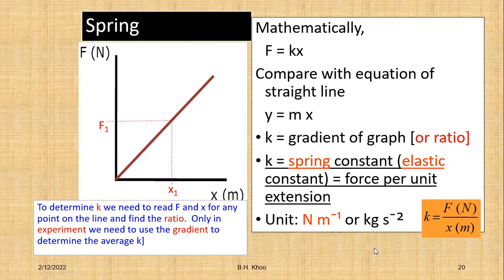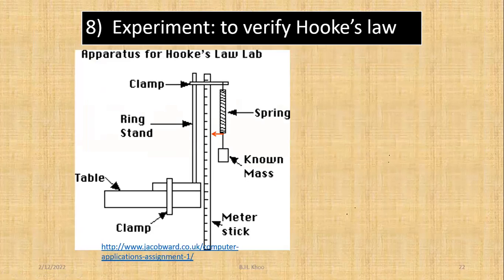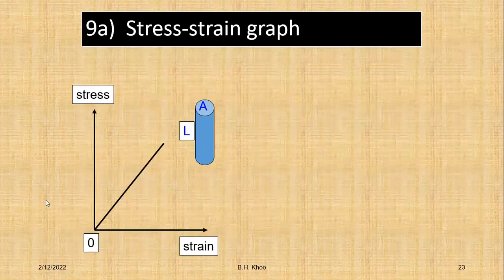Right? In terms of ratio, we just take any value. No need for gradient unless it's an experiment. The fastest way is to choose a value for x1, F1, and calculate your k from there. Take a point on the graph. K is a measure of the thickness of the spring, just like Young's modulus. And we can do the experiment.